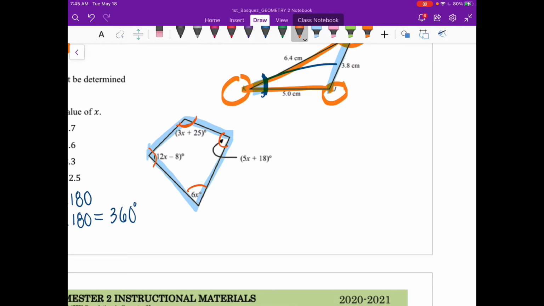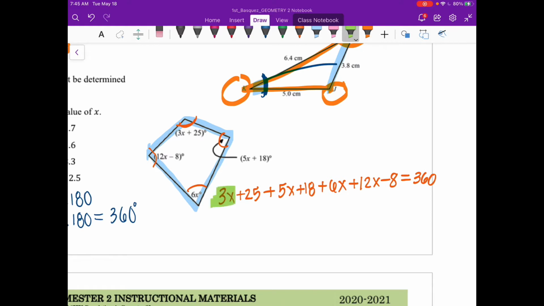Starting off at the top, the angle is 3x plus 25. And then I have another angle, 5x plus 18. And another angle, 6x, and 12x minus 8. All of those together should add up to 360. That's what all quadrilaterals add up to. From here, it's just combining like terms, right?